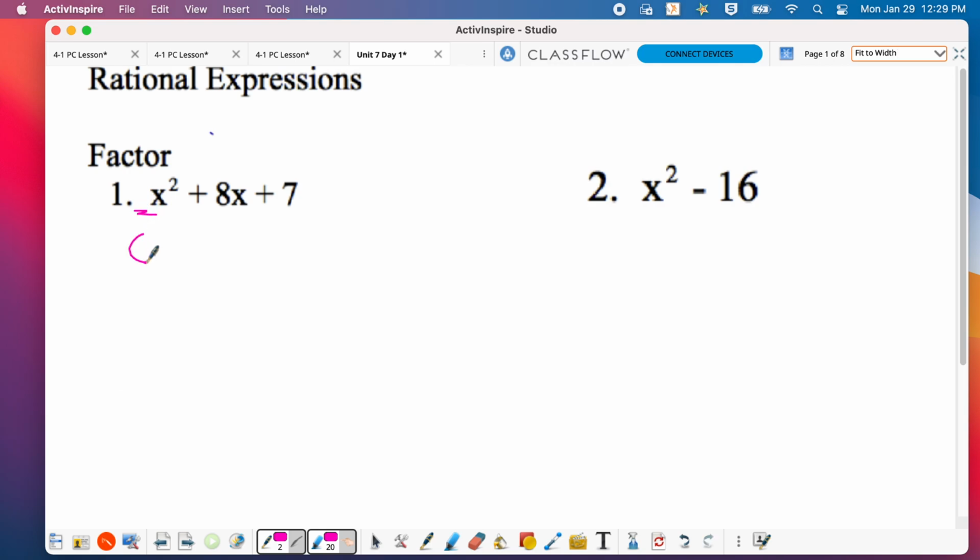All right, for this first problem, factor. Because it doesn't have a leading coefficient, I'm going to go straight to my parentheses. Our rule: when the last term is positive, you use the sign in the middle. So I'm going to put a plus and a plus. I'm going to break down x squared into x and x. And I need two numbers that multiply to give me 7 and add to give me 8. The only two options I have are 7 and 1. So I'm going to go x plus 7, x plus 1.